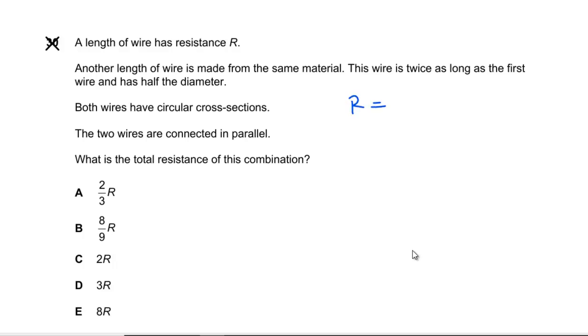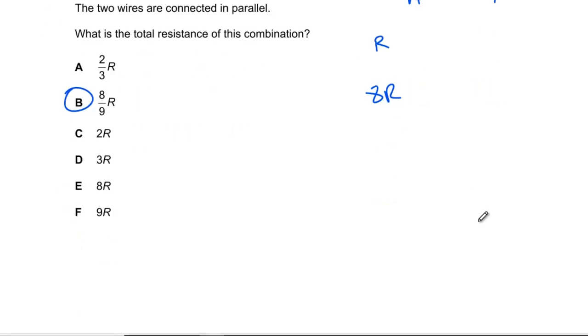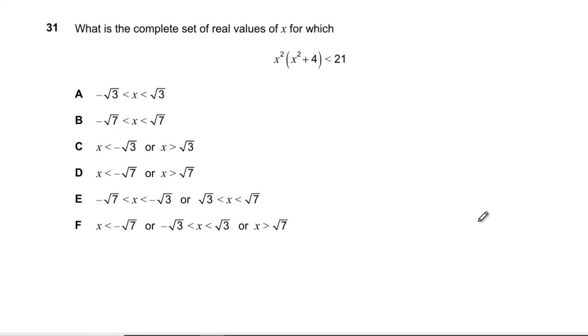Right, so the resistance is going to be this if we've got the same material. So if the length goes up, twice as long, so that's times 2. The diameter is half, so we're going to be getting a times 4 on the area. So we've got 8 times the resistance. So we've got a 1 R resistor and an 8 R resistor in parallel. So we're going to get 8/9 of R, which is B. One of those quick parallel calculations for resistors.